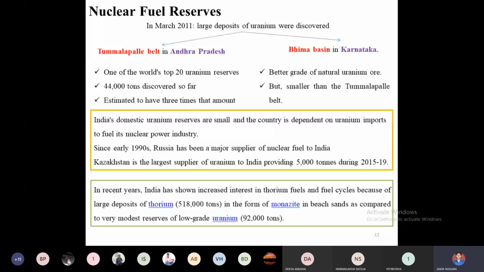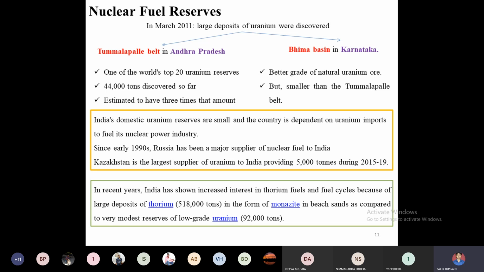Then the estimated discovered capacity of this Tumalapalli belt is 44,000 tons. People are saying that when we estimate the total Tumalapalli belt, we will get 2 to 3 times more than this 44,000 tons of capacity. So this is a huge nuclear fuel reserve in our India. And the next one is the Bhima Basin. Although this is not as huge as Tumalapalli belt, the grade of uranium available through this basin is very high compared to Tumalapalli belt. But it is very small in size.